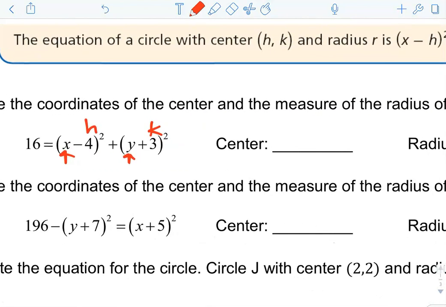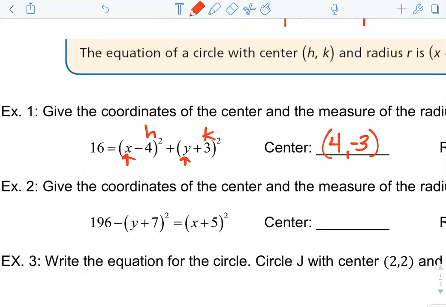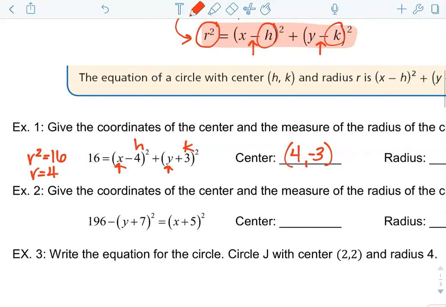Remember, the signs lie, so this is going to have a center of 4, -3. To get the radius, it's equal to the radius squared. So it's equal to 16, which means the radius squared is 16. If I square root 16, I'm going to get a radius of 4.